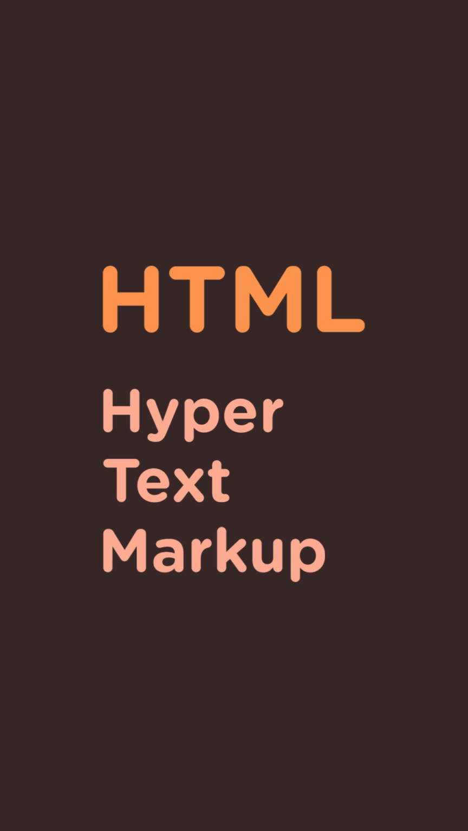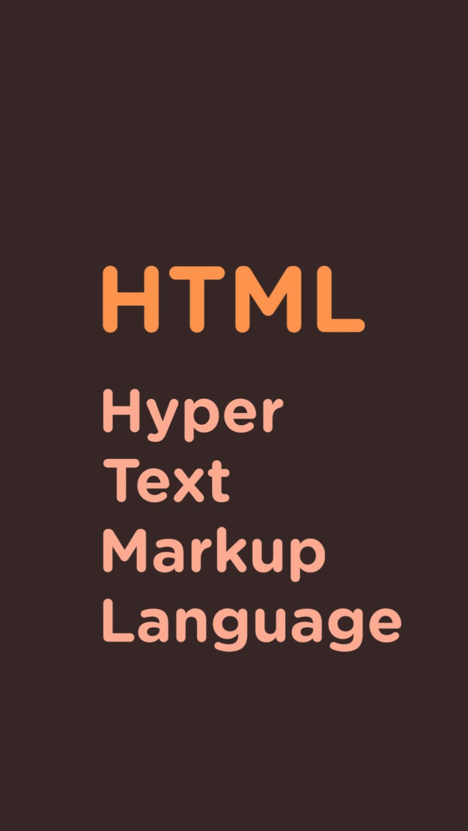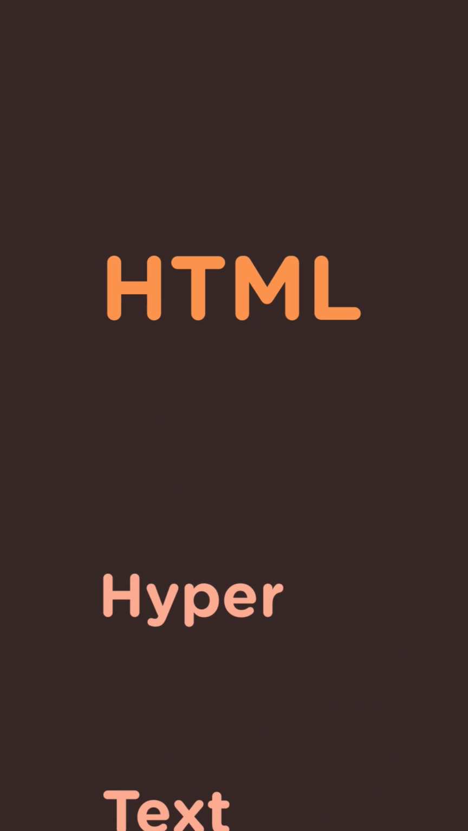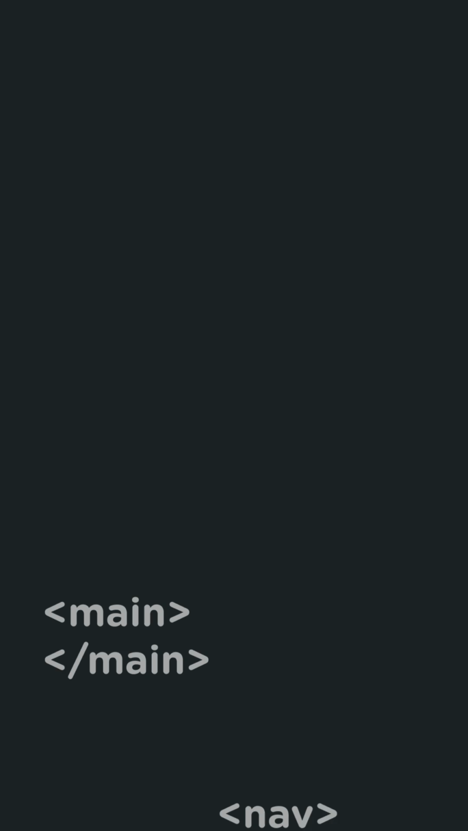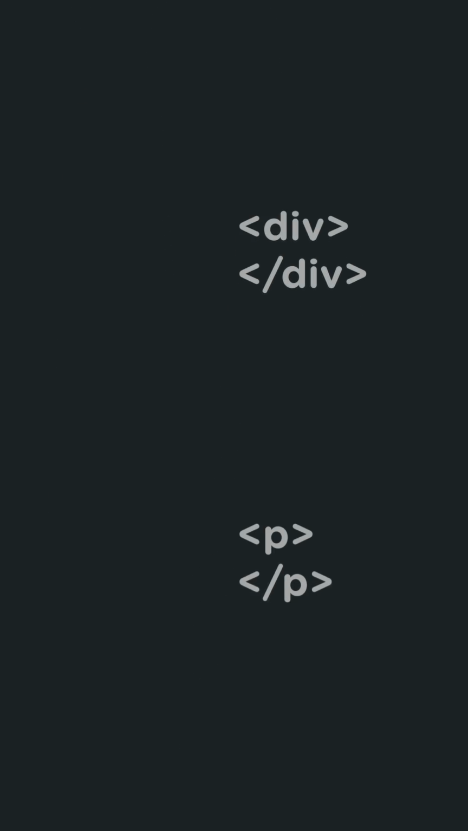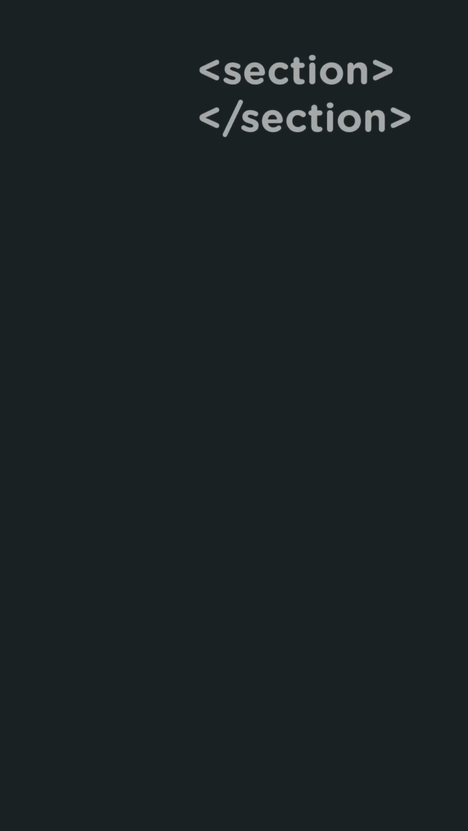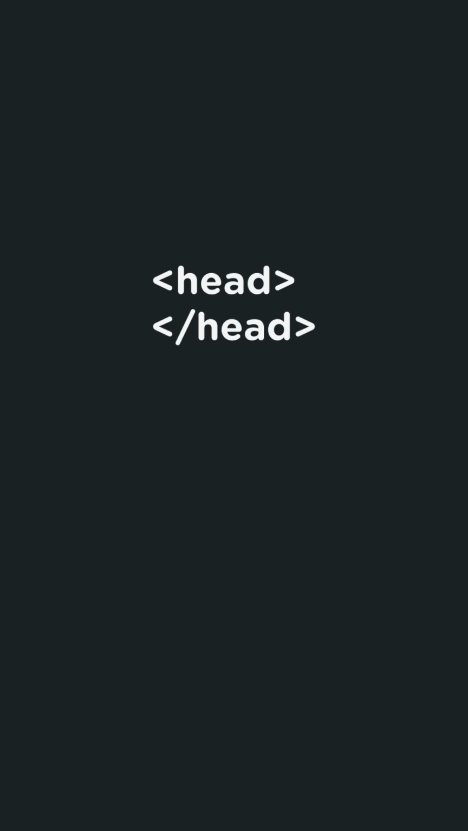So we all know what HTML is, but just in case you don't, let's break it down. It stands for Hypertext Markup Language, and it's the standard language used to create and design web pages. It consists of a set of elements or tags that structure the content on a web page. HTML documents have a hierarchy structure and are composed of two main sections, the head and the body.